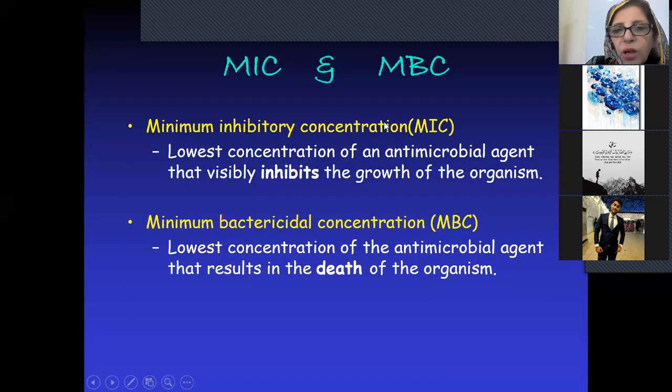So minimum inhibitory concentration would be the lowest concentration of an antimicrobial agent that inhibits the growth of a microorganism, and minimum bactericidal concentration will be the lowest concentration that results in the killing of the bacteria.